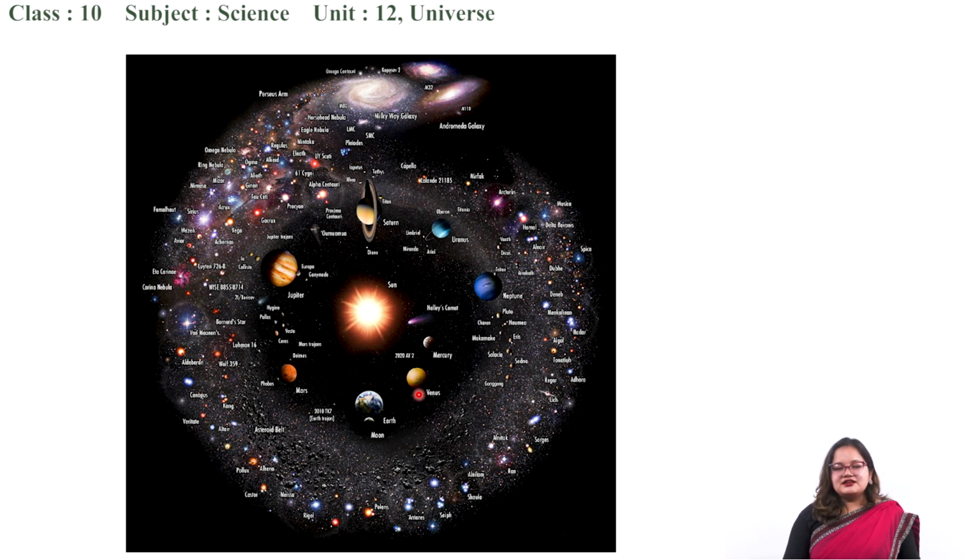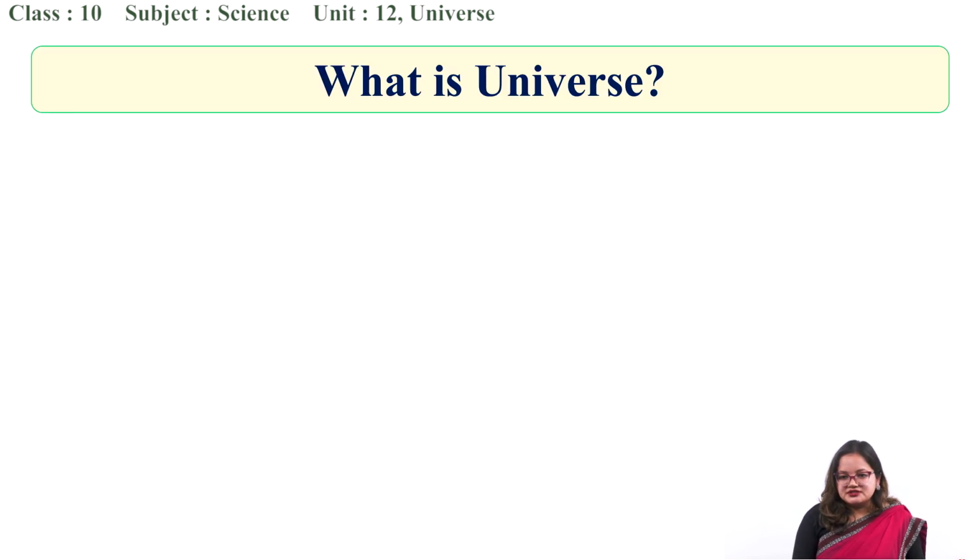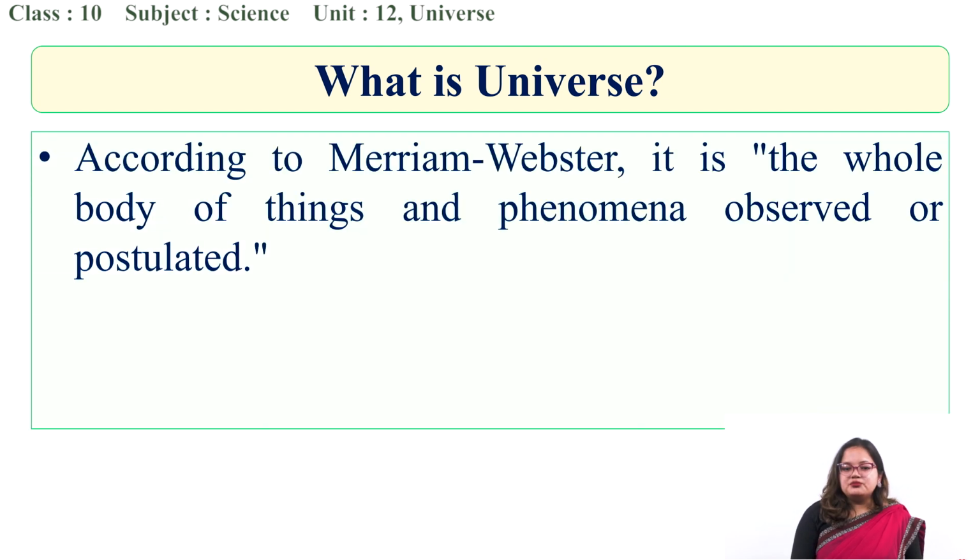So this entire thing, whatever is here, whatever is existing, whatever matter is here, all the combination is known as universe. So it has its own definition. So let's look what is universe. According to Merriam-Webster dictionary, universe is the whole body of things, and not just things, but the phenomena observed or postulated as well.